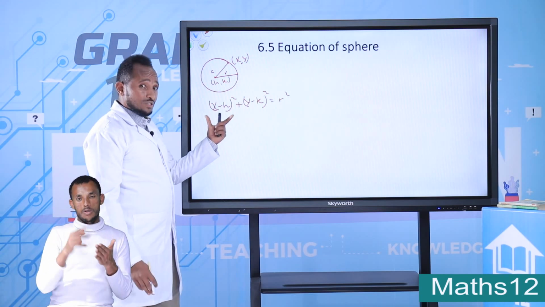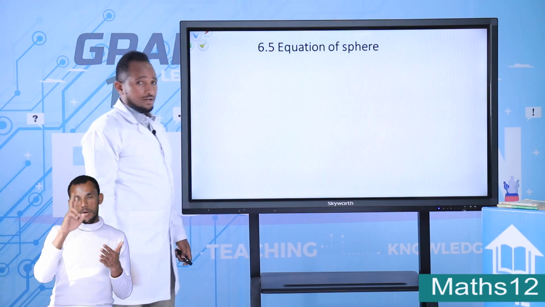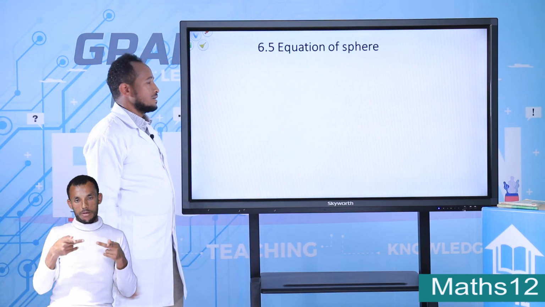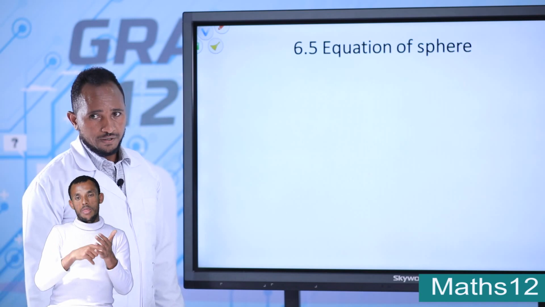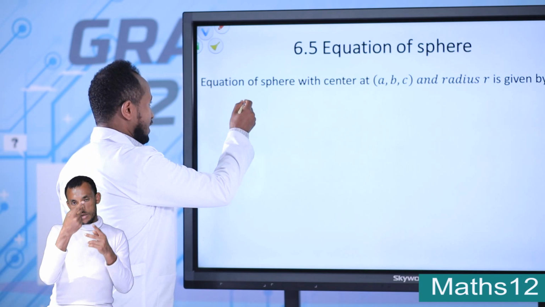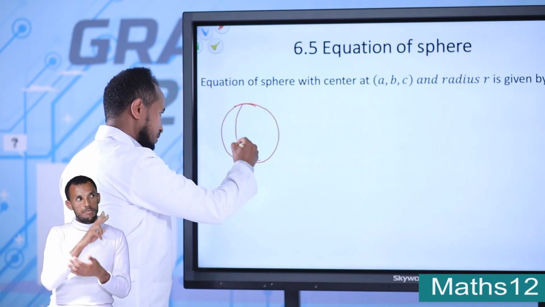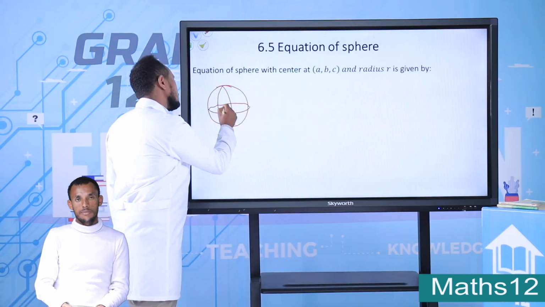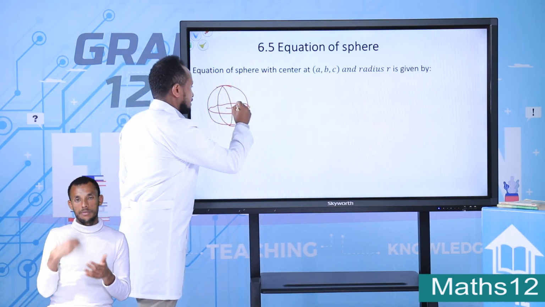So using this concept, we can extend to the sphere. A sphere is a set of points in space, not on a plane, that are at equal distance from a fixed point called the center of the sphere. So now let's try to write the equation. Assume this is the sphere. This is the radius.